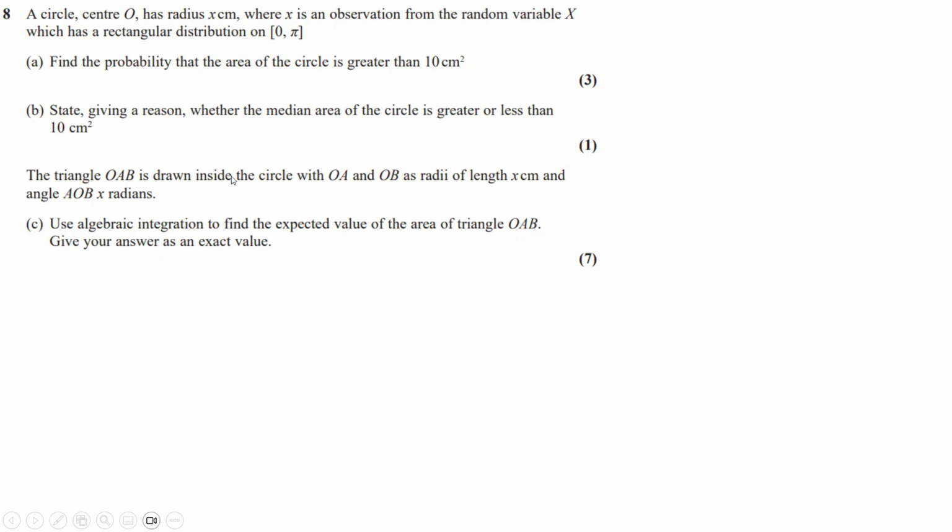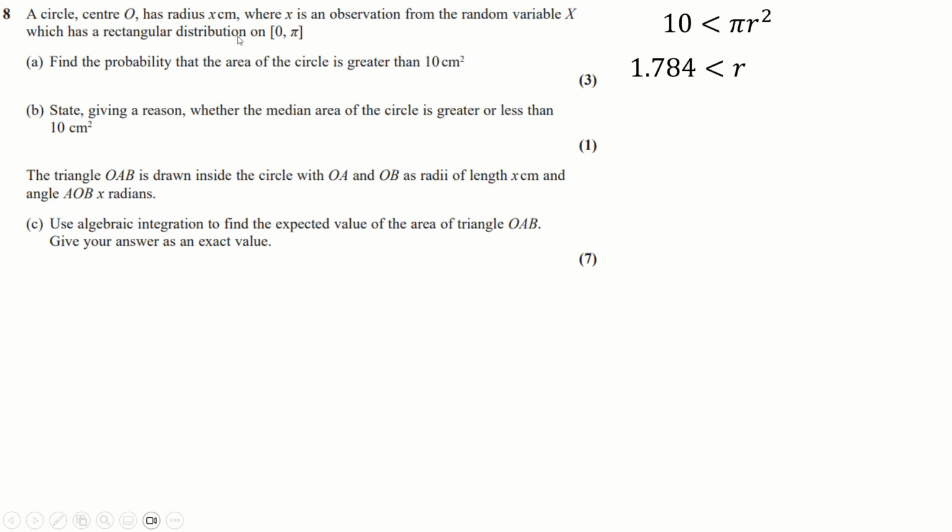8 then is the best question on here because it's some proper maths. We've got a rectangular distribution. That's the same as just saying a uniform distribution, and between 0 and pi. And we want to be greater than 10. Now, of course, we know the area of a circle is pi r squared, so we can just say 10 needs to be less than pi r squared. We want the area to be bigger than 10. Solve this for r. We don't need to worry about positive, negative r's here, do we? Because it's just a radius. We get this. So we want r to be bigger than that.